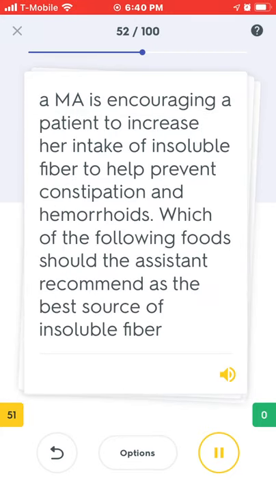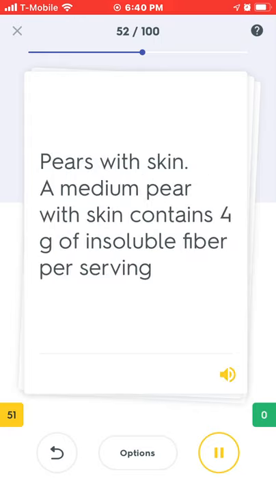A MA is encouraging a patient to increase her intake of insoluble fiber to help prevent constipation and hemorrhoids. Which of the following foods should the assistant recommend as the best source of insoluble fiber? Pears with skin. A medium pear with skin contains 4 grams of insoluble fiber per serving.